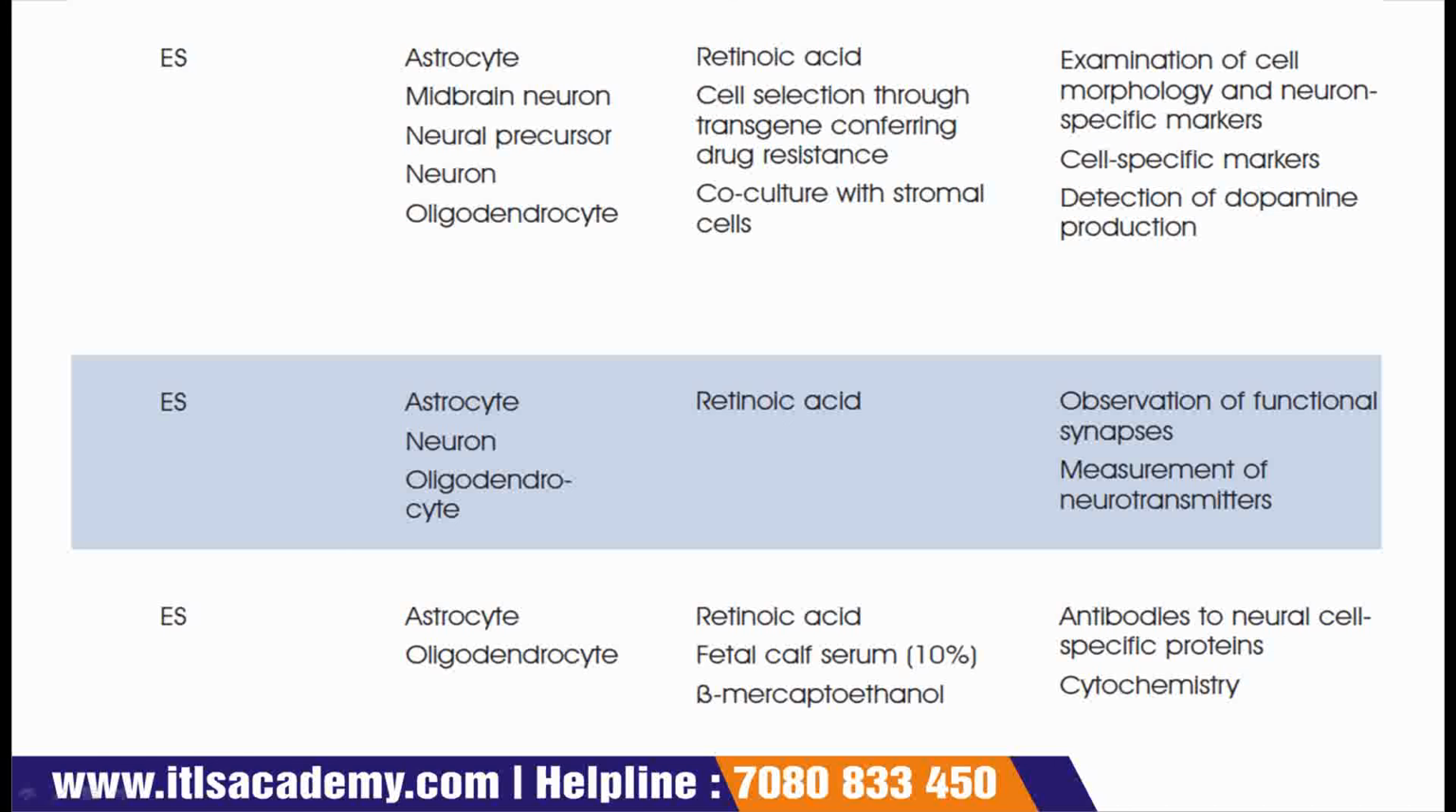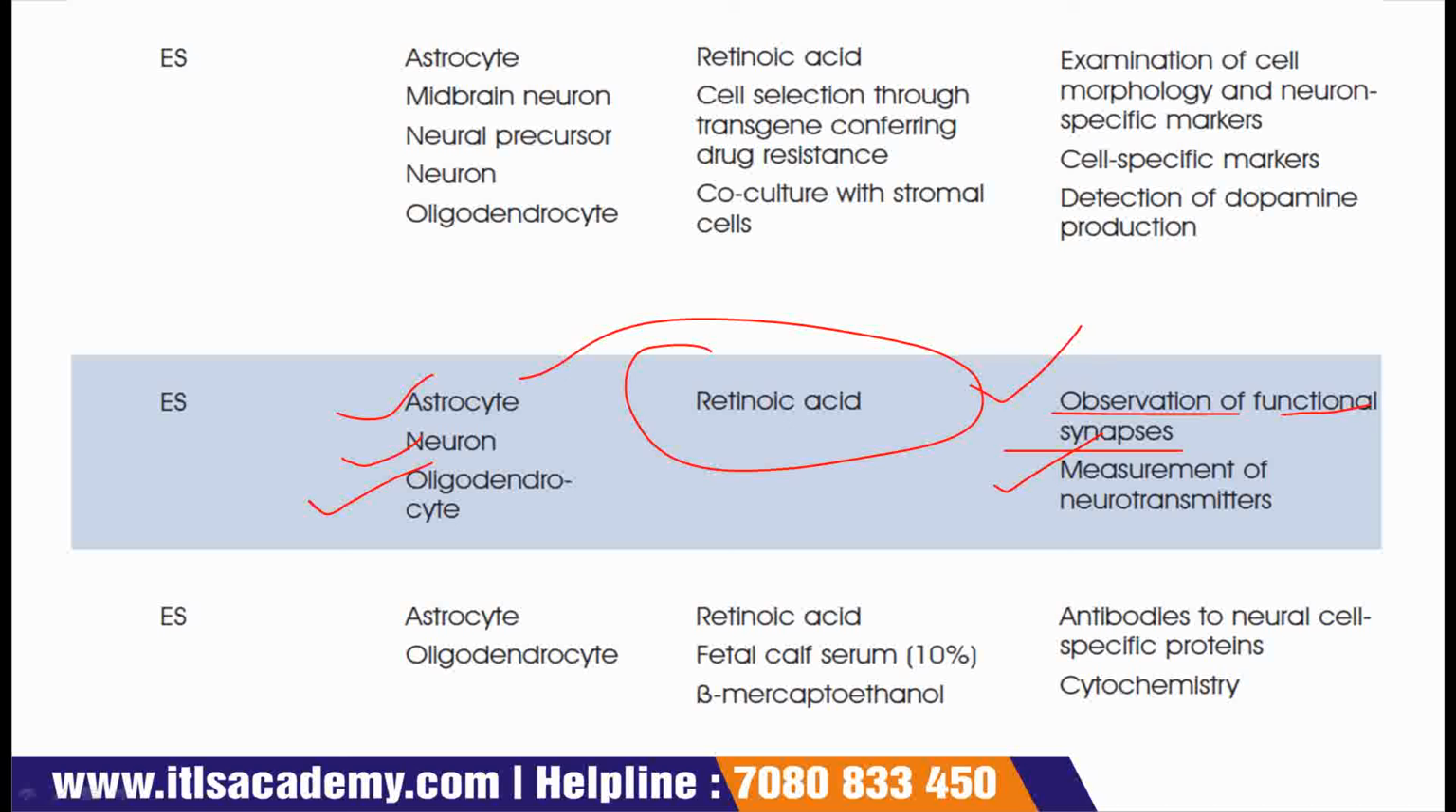Some other cells that are formed from cells are astrocyte, neuron, and oligodendrocyte. Condition is retinoic acid, and method is observation of functional synapse and measurement of neurotransmitters. Next cell is astrocyte and oligodendrocyte. Condition of differentiation is retinoic acid, fetal calf serum, and beta mercaptoethanol. Method for characterization is antibodies to neural cell specific protein and cytochemistry.